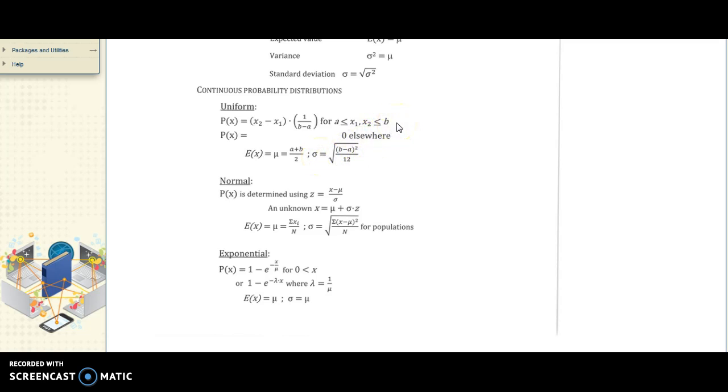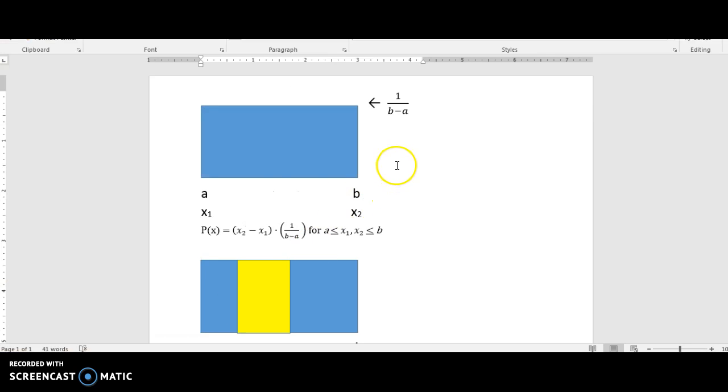What's new is this line, the probability formula. The probability of a uniform distribution recognizes that the distribution for a uniform continuous probability problem is a square or a box. And we find areas of a box by taking base times height. So here we have a uniform continuous distribution.